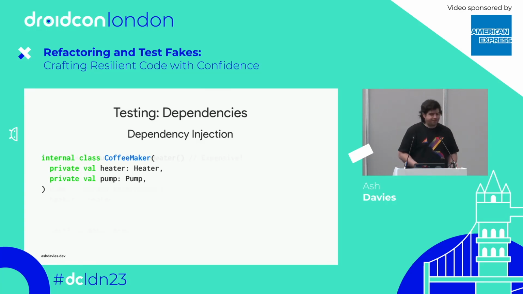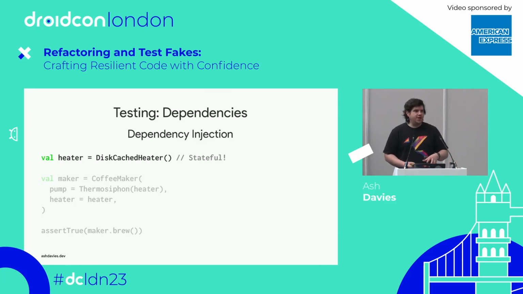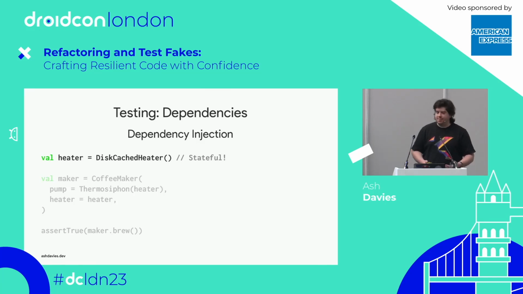But why is that? Unit tests particularly should be fast. They should be running in milliseconds, not seconds. So expensive dependencies should be replaced. It's probably a bit overkill to try and achieve nuclear fusion for a unit test. You might have stateful dependencies, things running on I/O, writing to disk, fetching from network. These things are by nature unpredictable, and you're not able to predict the state there. So you want to make sure your tests are actually idempotent.